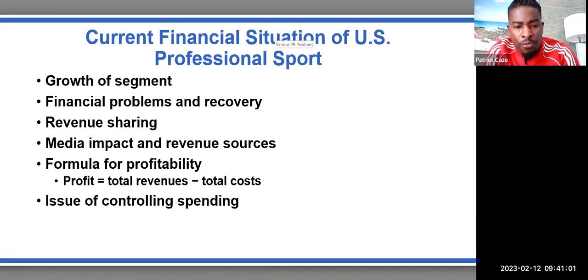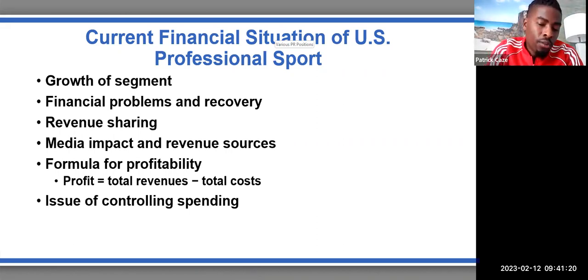And of course, profitability. The profit is always total revenues minus total cost. That's the end of the day, that's what gives you profit. Only two ways to make more money. Either you make more money because you have more revenue, or you lower cost. That's it, because that's the formula it goes into. It goes into making profit.